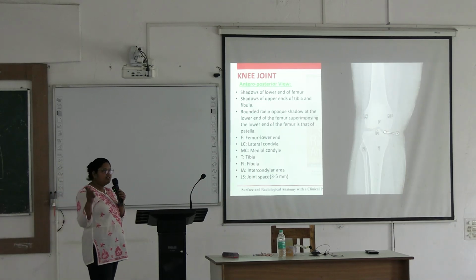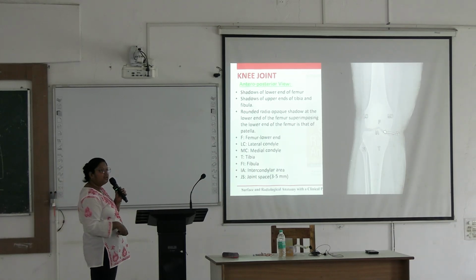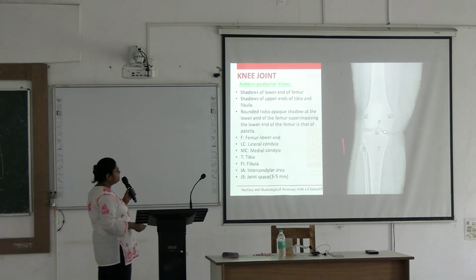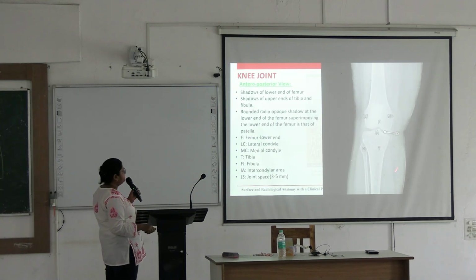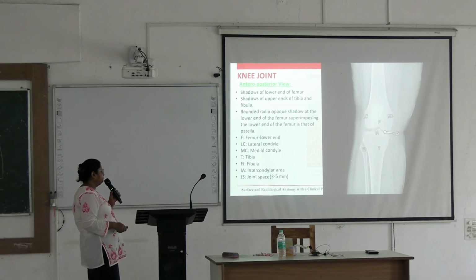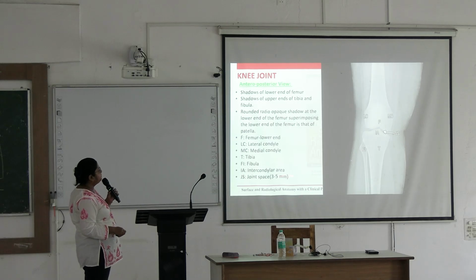Meniscus is cartilage, so it will not be seen in the X-ray picture. And this is the fibula, upper end of tibia. Okay, joint space is about 3 to 5 millimeter.